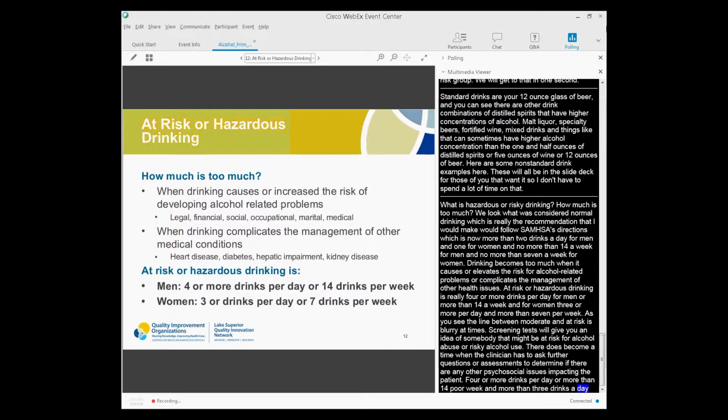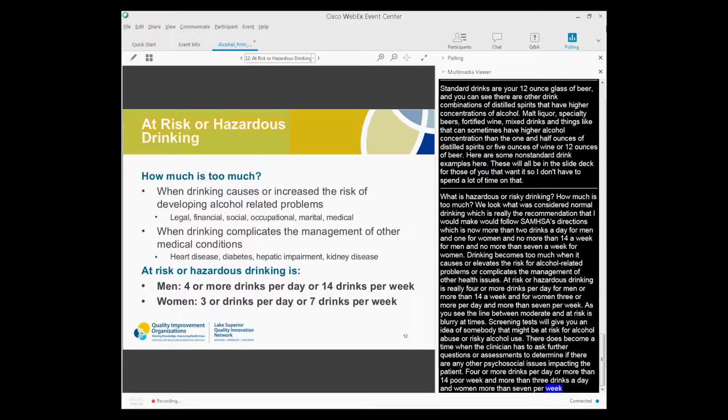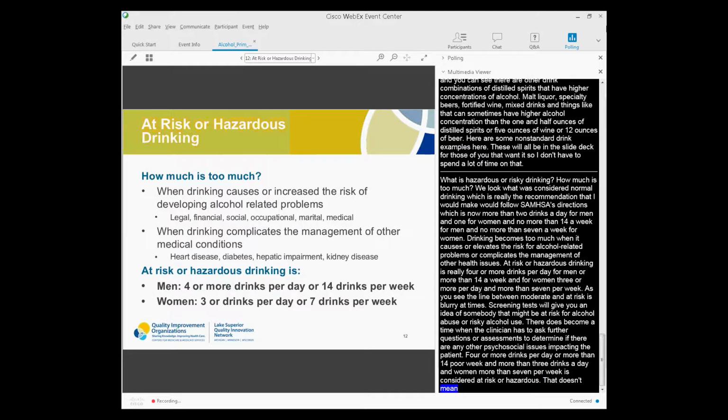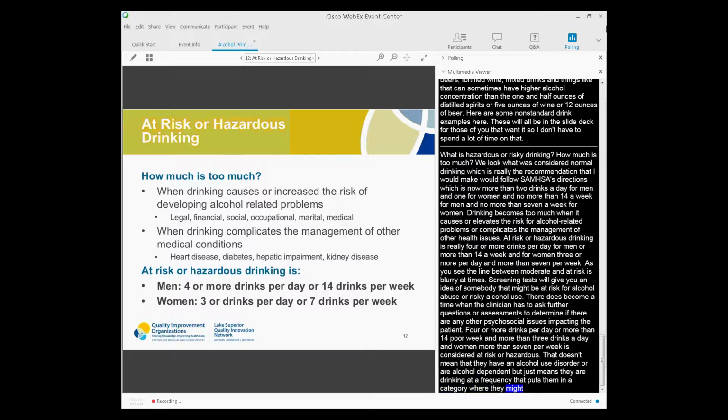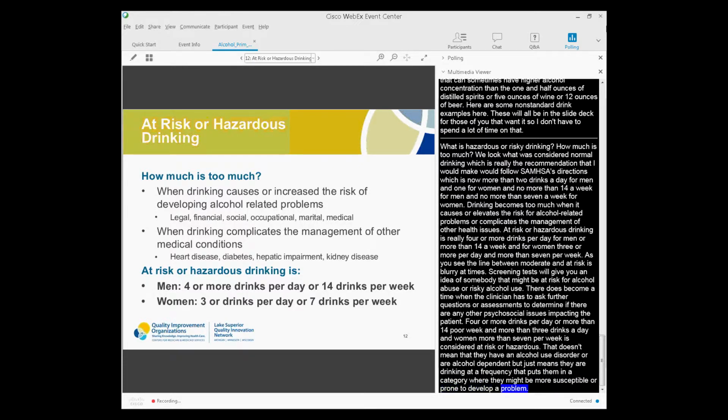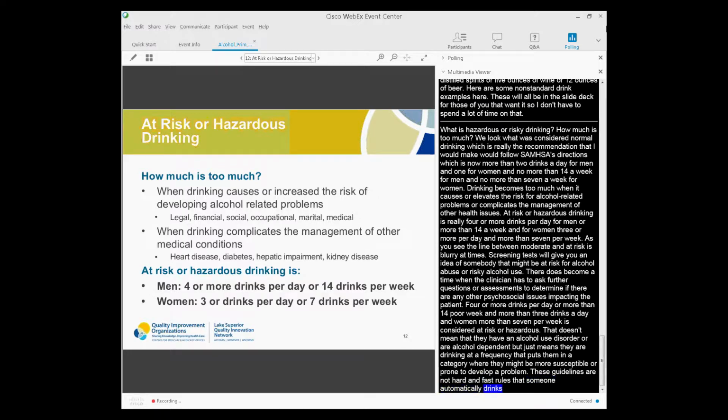Now, that doesn't mean that they have an alcohol use disorder. That doesn't mean they're alcohol dependent. It just means that their drinking is at a rate and frequency that puts them in a category where they might be more susceptible or prone to developing problems. These guidelines are not hard and fast rules that if somebody drinks 4 or more drinks per day, they've got a problem. It just means that they're more likely to develop problems, or more likely that they may have developed problems already.